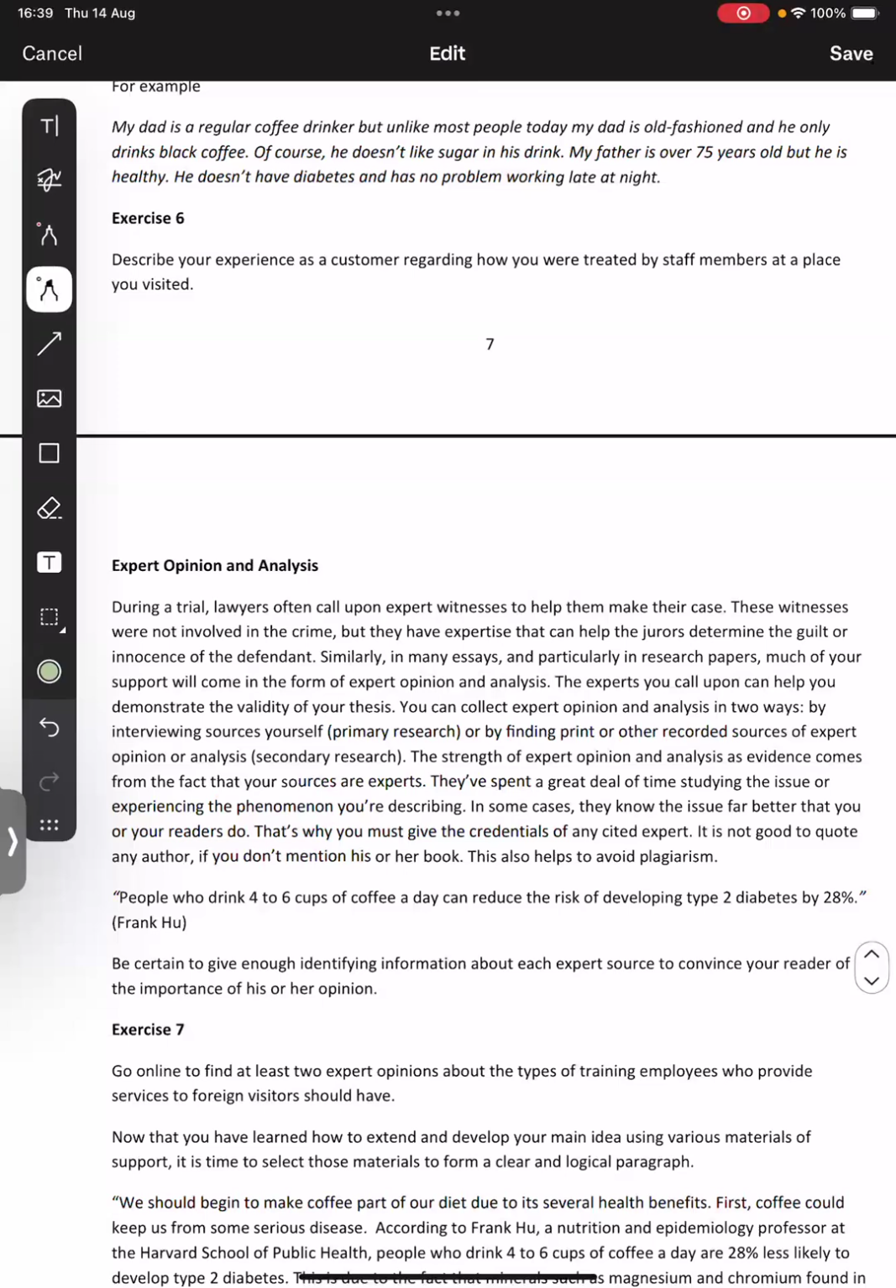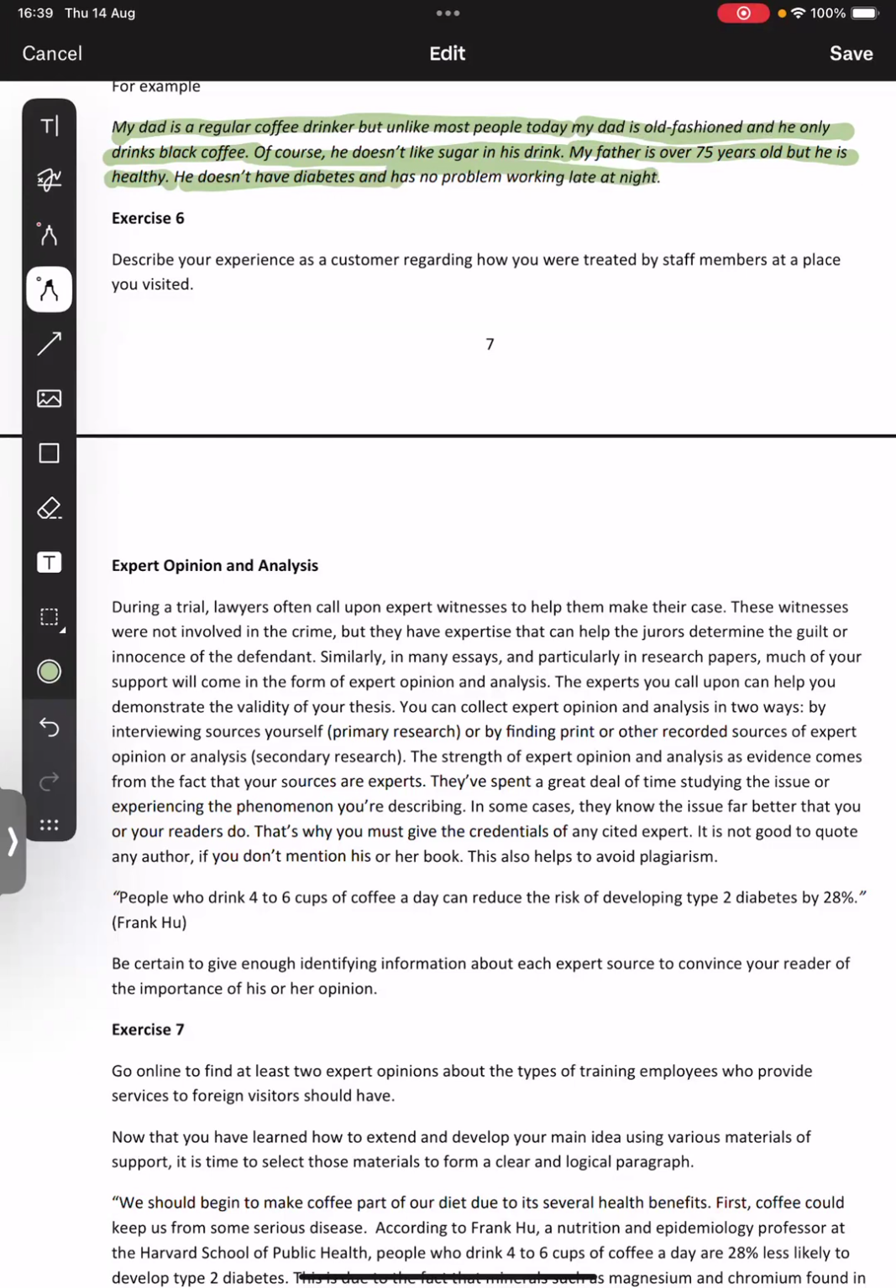Now, how do I change the color? My dad is a regular coffee drinker, but unlike most people today, my dad is old-fashioned and he only drinks black coffee. Of course, it's often light sugar in his drink. My father is over 75 years of age, but he's healthy. He doesn't have diabetes and has no problem working late at night.